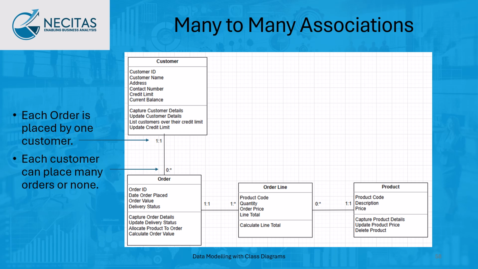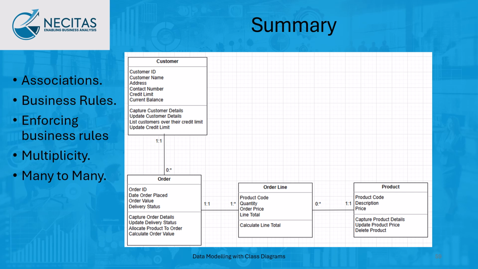Before moving on to part 3, let's do a quick recap of part 2. In part 2, we added associations and business rules to our example class model, now displayed on the screen. We discussed multiplicity, enforcing business rules, and many-to-many associations. We discussed the need to add an order line class. Make sure you're comfortable with this model and understand what it represents before moving on to part 3. If you're not comfortable, you can review the video to reinforce your understanding.